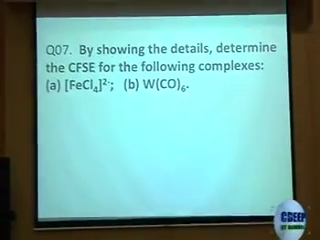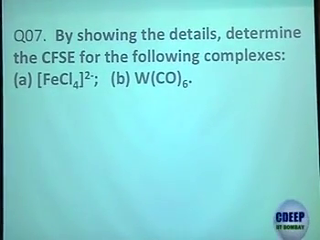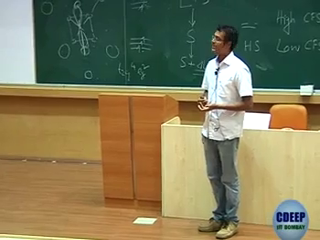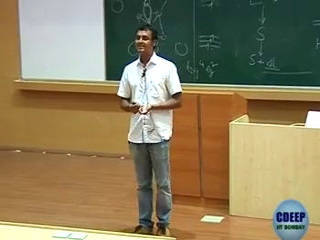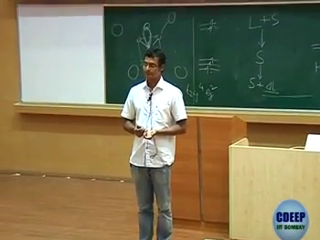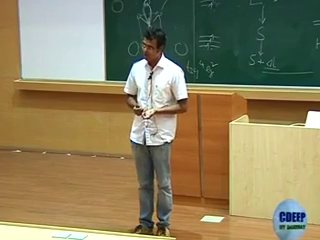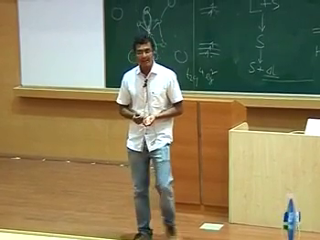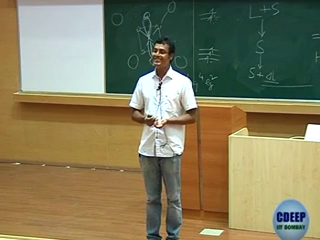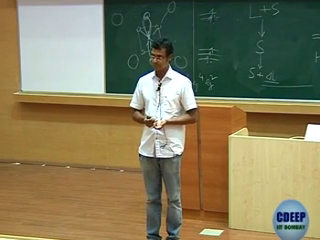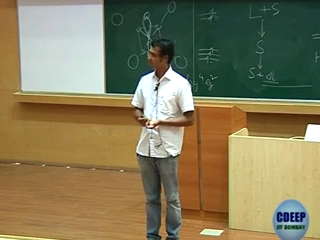By showing the details, determine the CFSE for the following complexes. These are very simple questions. CFSE for Fe2+. Fe2+ is d6. Cl is a weak field ligand, and iron is 2+, a low oxidation state, so it is going to be high spin. d6 high spin: t2g4 eg2. The t2g3 eg2 cancels out, leaving minus 4 Dq.